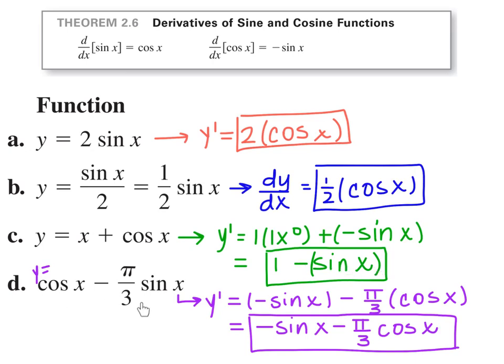And so this last example here, they forgot the y equals in the book, so I added it in. Y prime, I'm going to take the derivative of cosine of x, which is negative sine of x, and I'm going to subtract pi over 3, because remember pi over 3 is just a constant. I'm going to leave that on the outside as per the constant multiple rule. I'm going to plug in my derivative of sine of x, which is cosine of x, and I'm left with negative sine of x minus pi over 3 times cosine of x.